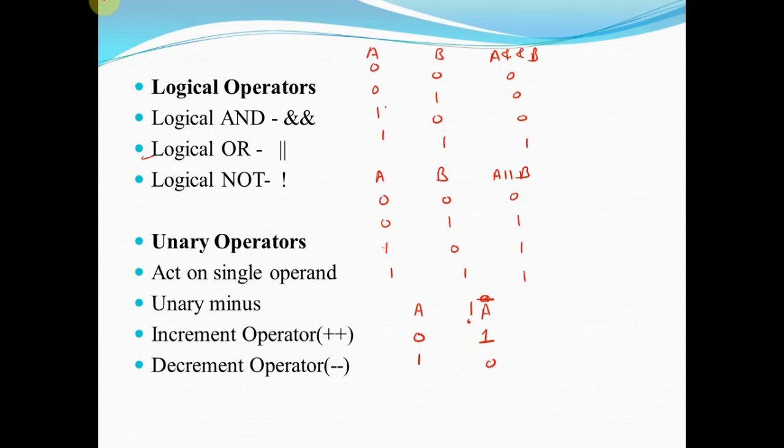So these are all logical operators. Then the next group of operators is the unary operators. These unary operators act on a single operand. So first in that is the unary minus operator. So for that, let us consider a simple example of how this unary minus will work.